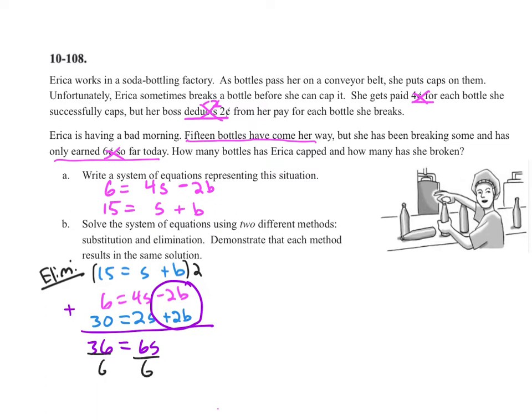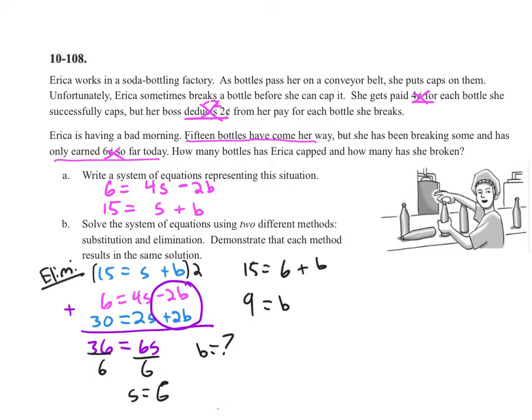Divide by 6. You get that S, so she successfully capped 6 bottles. So now I just need to find out how many she has broken. I do that just by plugging into my original equation. So 15 bottles in total have come her way. She's capped successfully 6 of them. So then how many has she broken? Well, that tells you that she has broken 9 of them, hence the bad morning there.